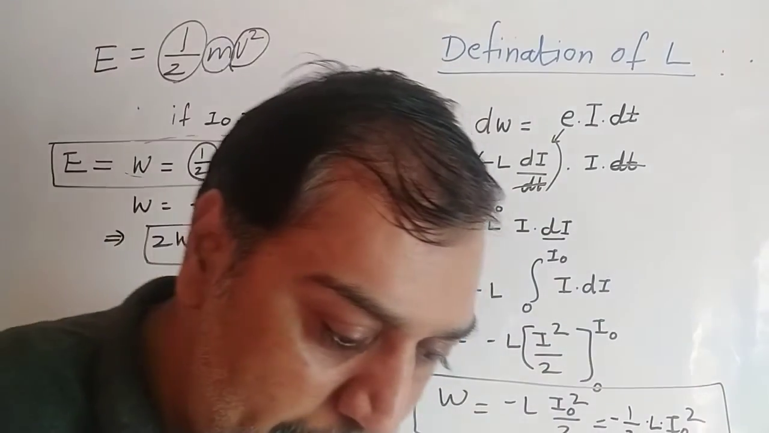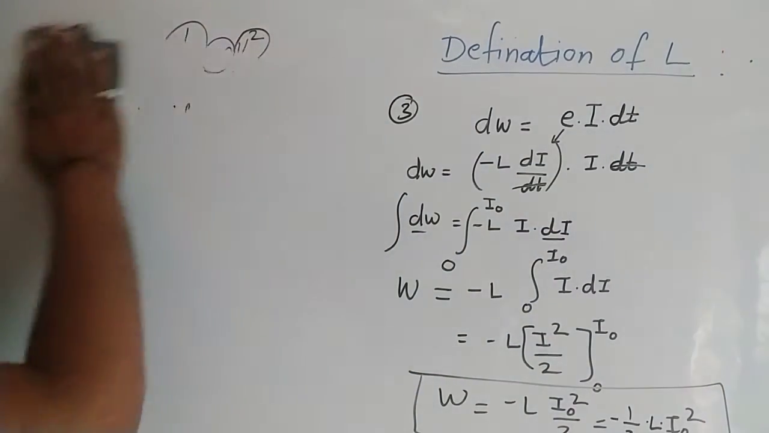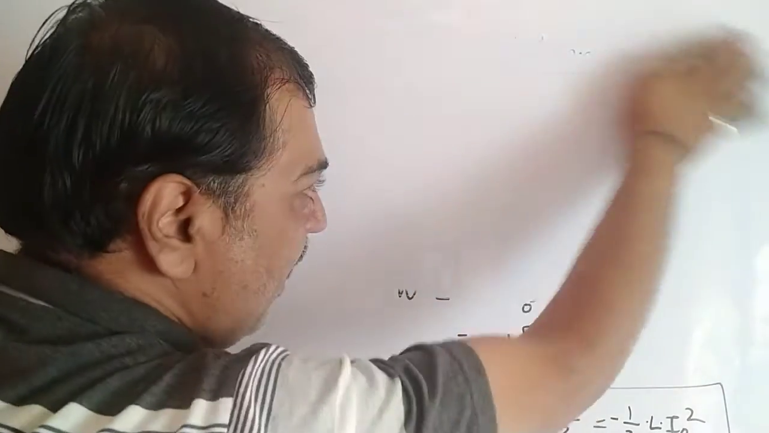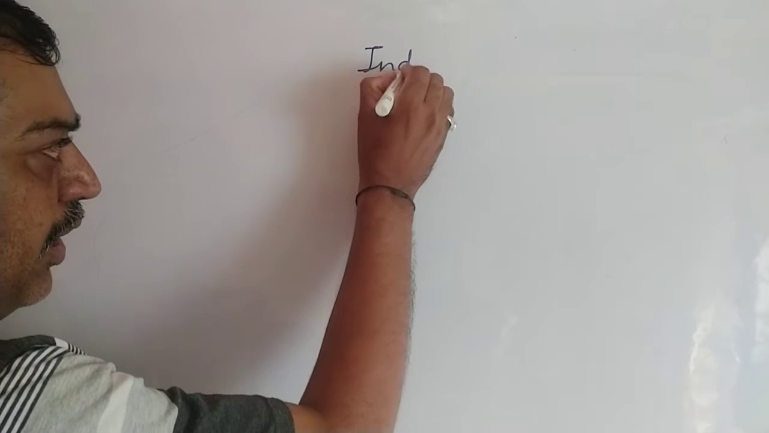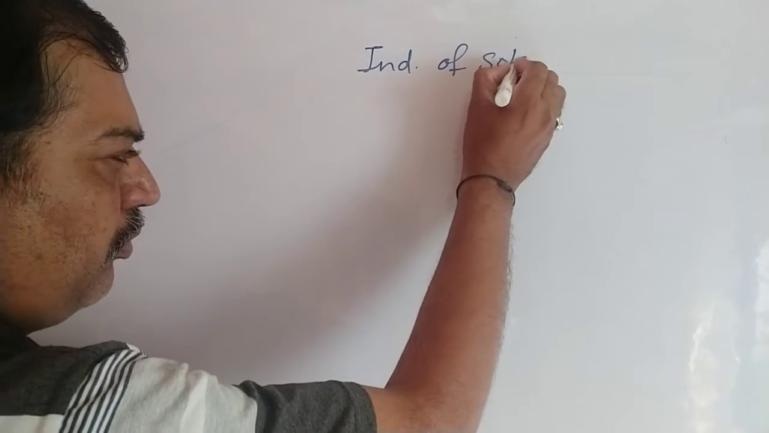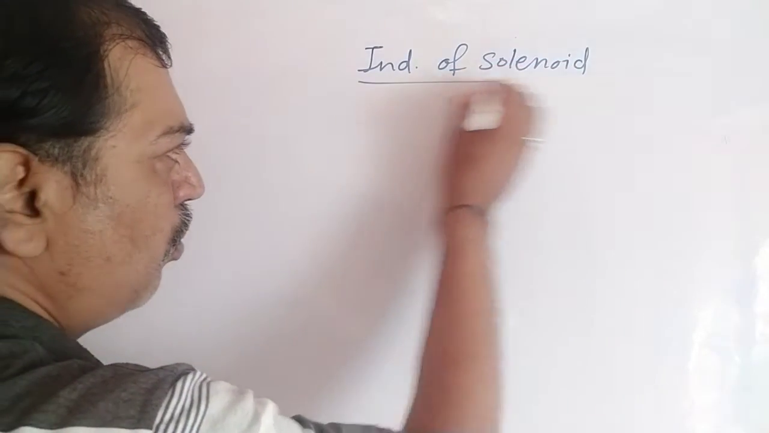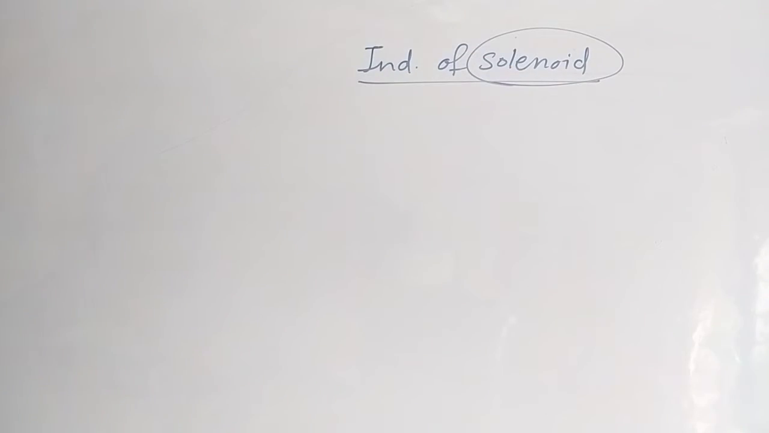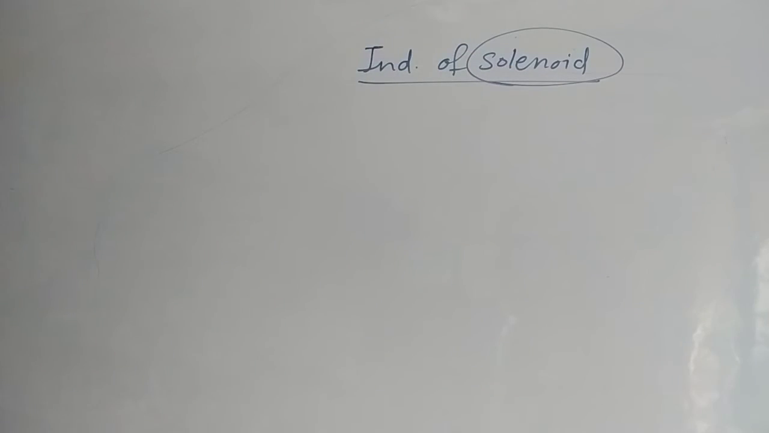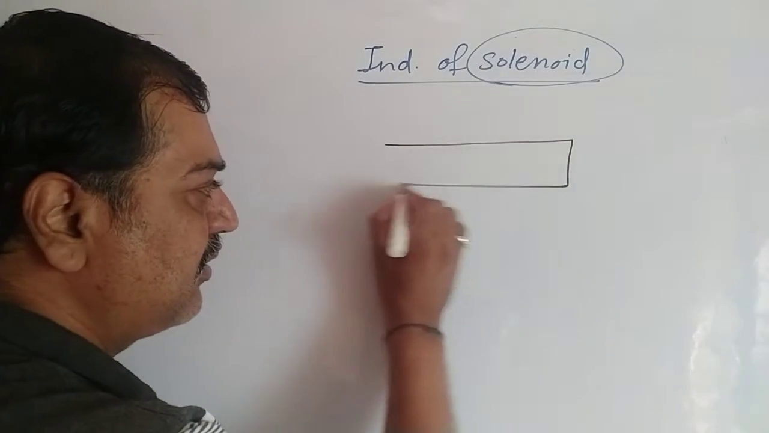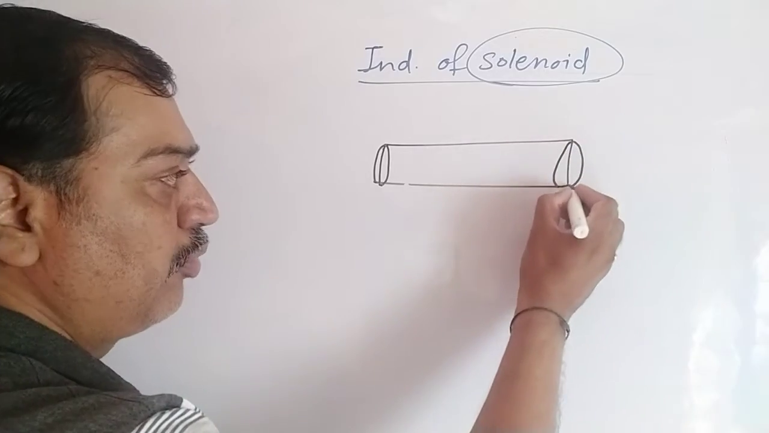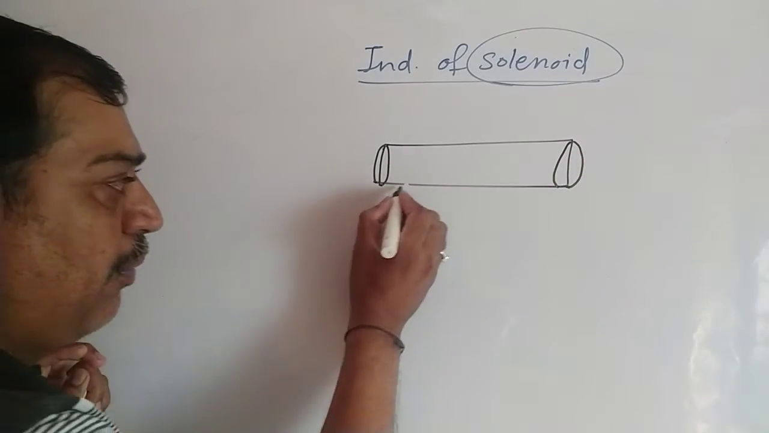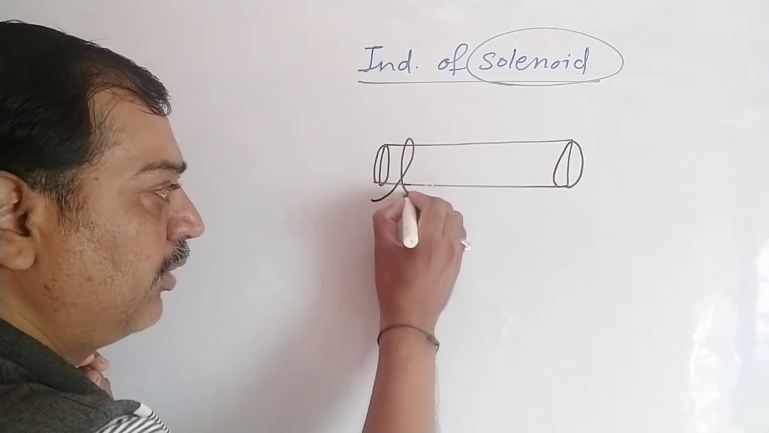Let's go to the next topic, inductance of solenoid. Suppose we have a solenoid and we want to find the inductance of that solenoid. How can we find it out? First of all, you need to know what exactly a solenoid means. A solenoid is nothing but an insulating cylinder like this. Such a cylindrical insulator is taken, and they take a conducting wire and wind it on this like this.